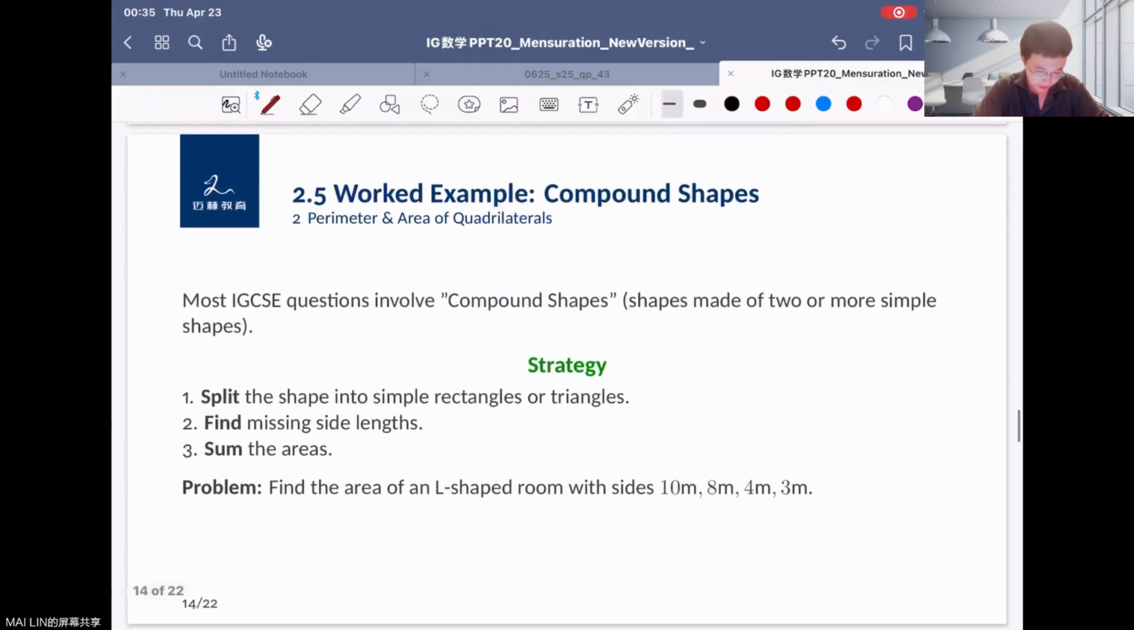For the worked example, we look at compound shapes. The strategy is first to split the shape into different rectangles and triangles, also find the missing side lengths, and then sum all the areas. For example: find the area of an L-shaped room with sides 10 meters, 8 meters, 4 meters, and 3 meters.